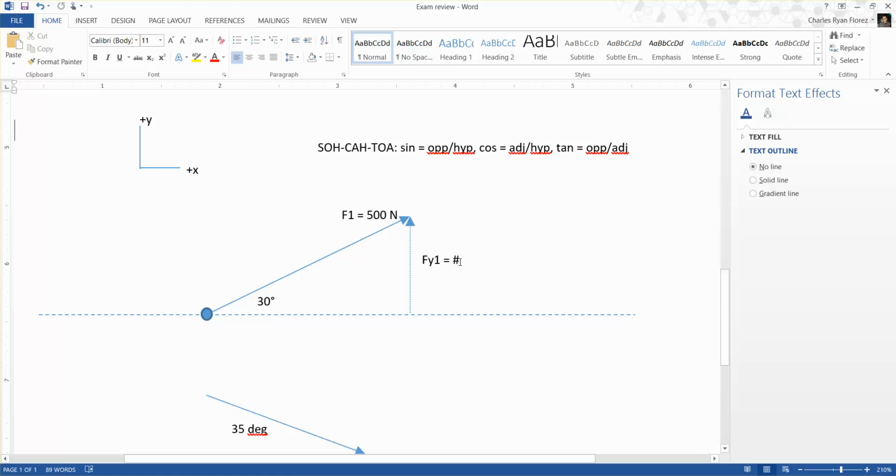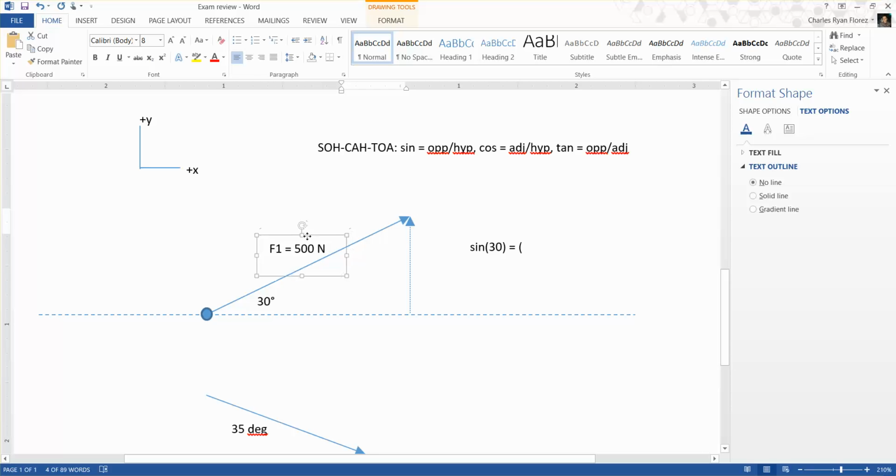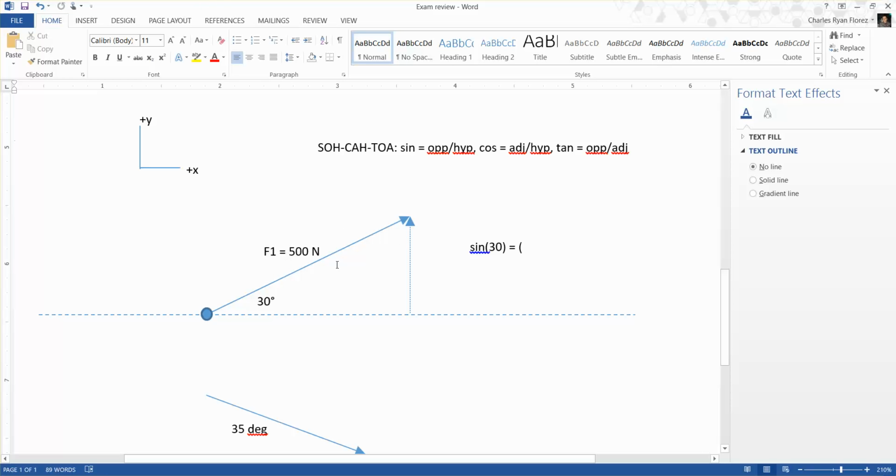So when we're using SOHCAHTOA, let me just write it out. Sine of 30. Okay, sorry. Sine of the angle 30 is equal to opposite. By opposite, I mean a numerical value. So what we're saying is that if this arrow were a length, it would be 500.